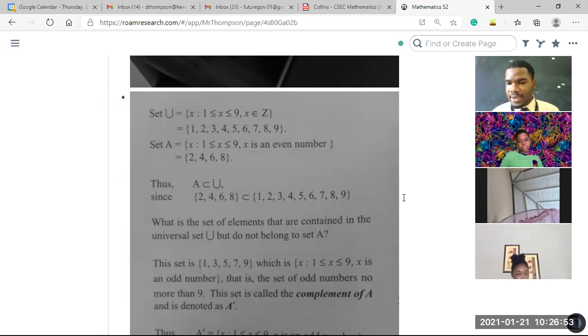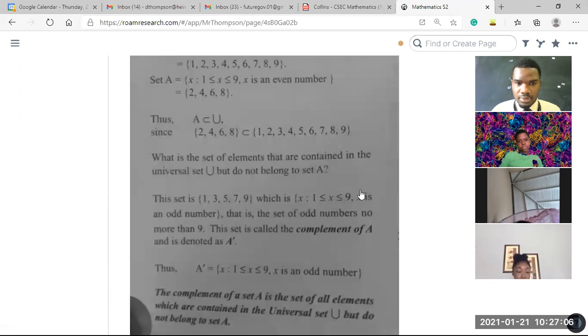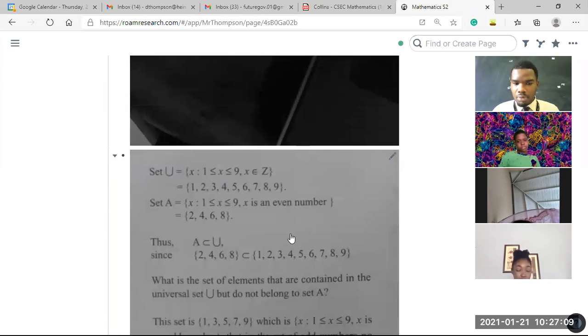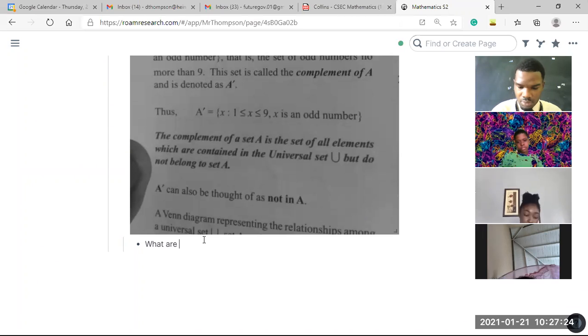So, I want Naima now to tell me what are the values that are in set U but not contained in set A? Let's go scroll back up. So pull out all the values that have set A involved and just tell me all the values that are only in set U. The values that are only in set U are 1, 3, 5, 7, and 9. Let's check if you're correct.